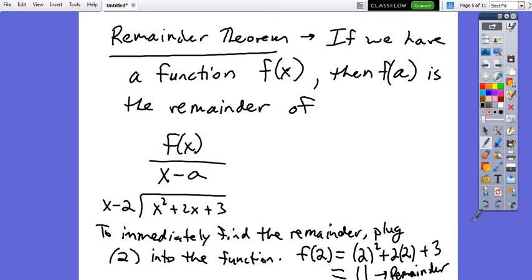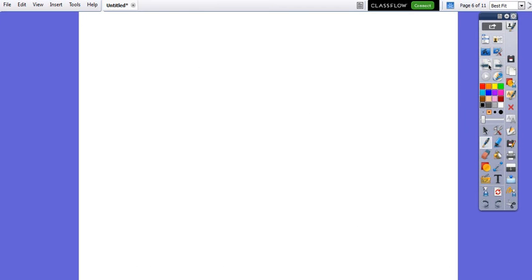This is also called synthetic substitution. It's like synthetic division in that it gives you your remainder, but it doesn't give us the polynomial that's also part of the quotient. Okay? All right? The remainder theorem allows us to do this example.